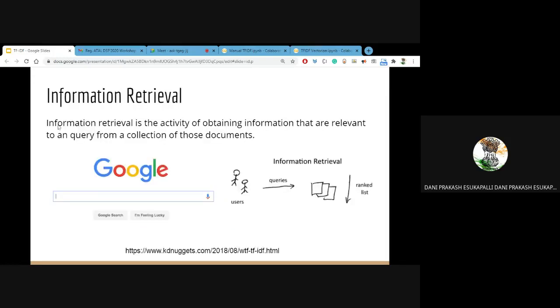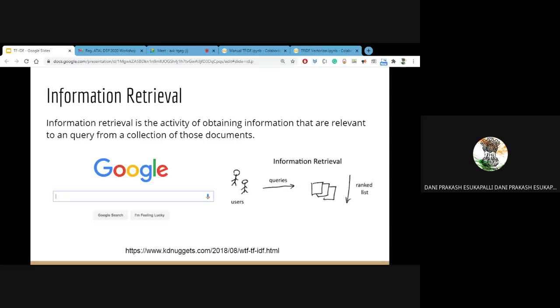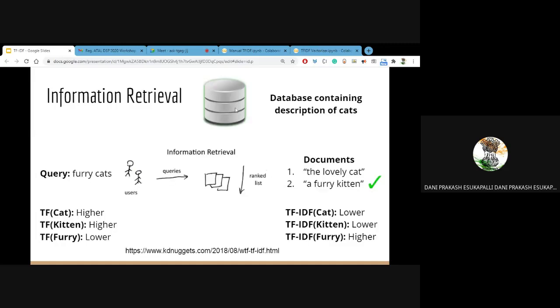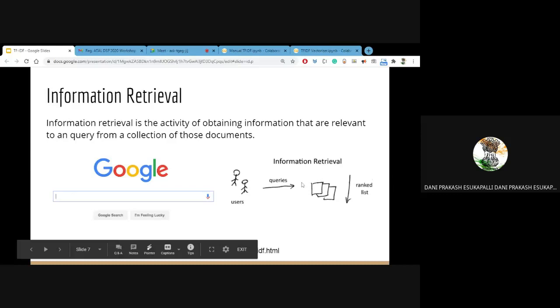So where is this TF-IDF applied? We can apply it in information retrieval. We can query in Google or any other search engine you like. In a database, like here, it contains a large number of documents. So if we query some text, Google will give a list of texts that are related to this query.